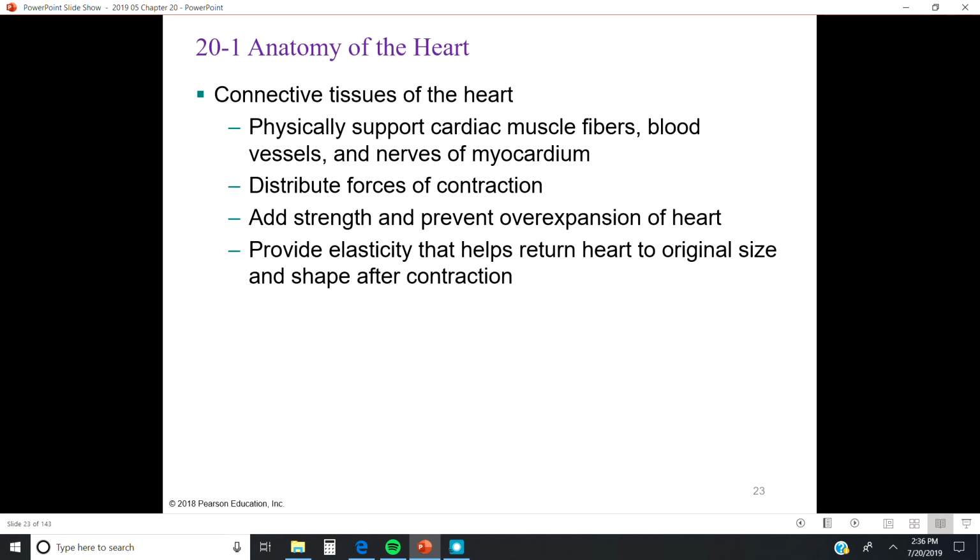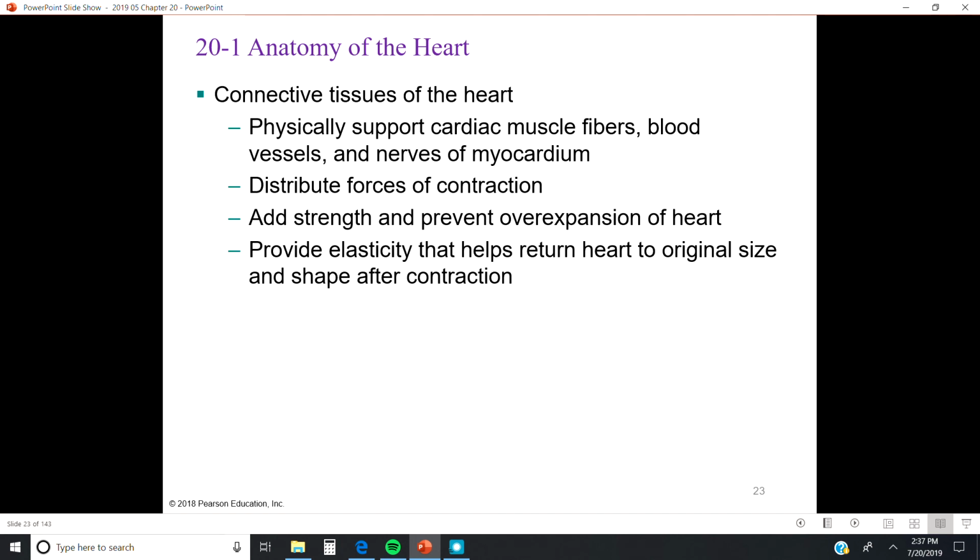Okay, the last thing we want to take a look at in this lesson is the connective tissue of the heart. So some of the things the connective tissue does for us, it's going to physically support all of the cardiac muscle, the blood vessels that are on the heart, and then the nerves of the myocardium, right? If you take a look at those great vessels like the aorta, the pulmonary trunk, the vena cavas, right? They're really big blood vessels. They need to be supported.